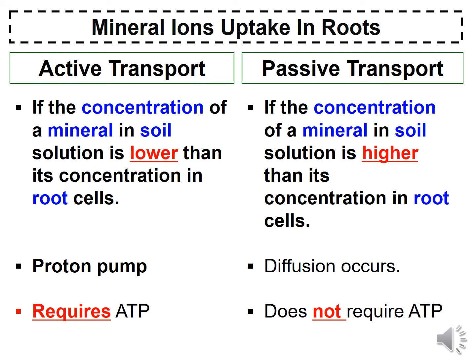There are some differences in the process of mineral ion uptake in roots. If the concentration of a mineral in soil solution is lower than its concentration in the root cell, the mineral ions are transported using active transport, which involves proton pumps and requires ATP. If the concentration of mineral ion in the soil solution is higher than its concentration in root cells, the mineral ions are transported using passive transport, which involves diffusion and does not require ATP.